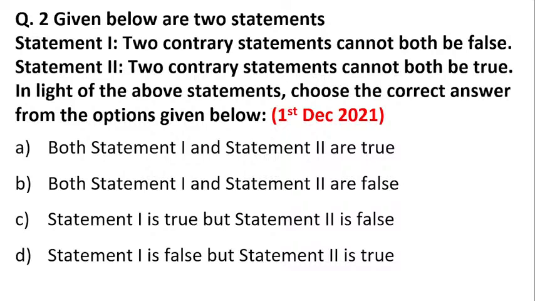This is again a question from 1st December 2021. Given below are two statements. Two contrary statements cannot both be false. Two contrary statements cannot both be true. Now you have to tell if both are correct, both are incorrect, or only one of them is correct. On the basis of these two statements, you have to mark the right answer. Try to answer the second question.